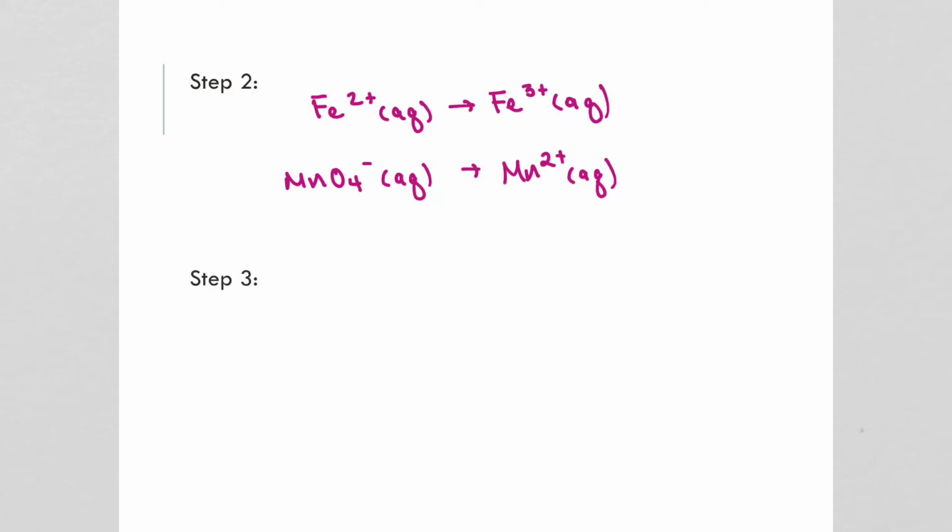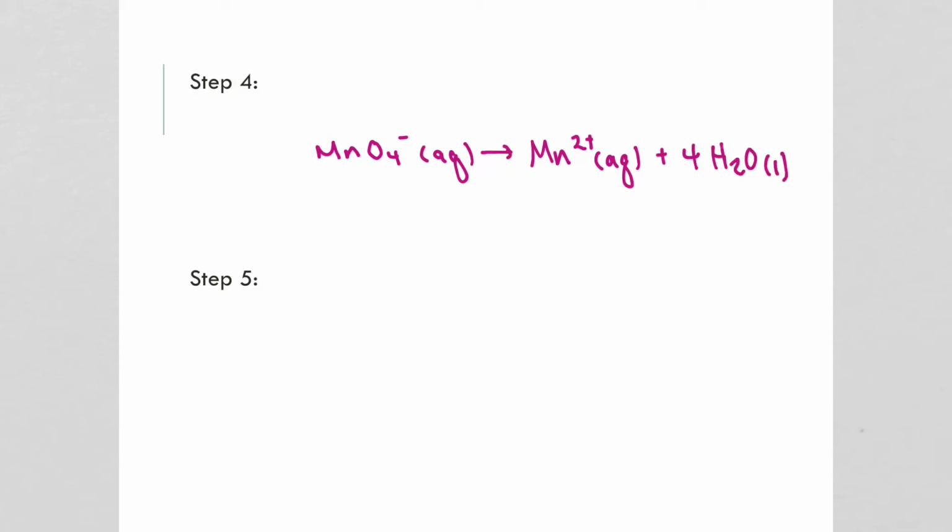But now we need to balance for oxygen by adding water to the side that has fewer oxygen atoms. So in this case, we need to balance this one. So MnO4- goes to manganese 2+, aqueous. But we need to take care of the oxygens. So we need 4 oxygens, so that means we need to add 4 water molecules, like so.